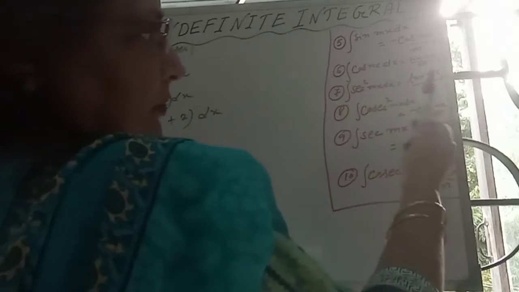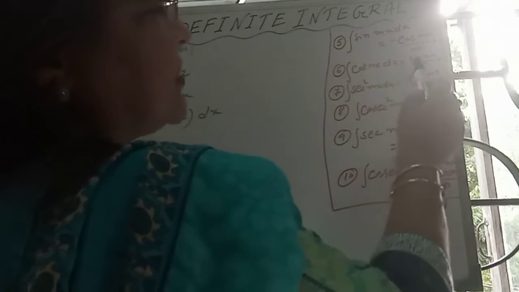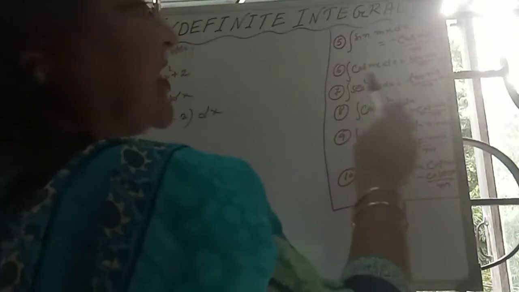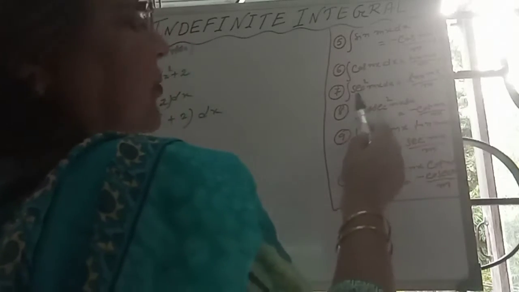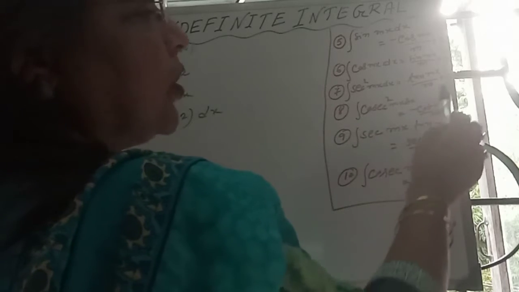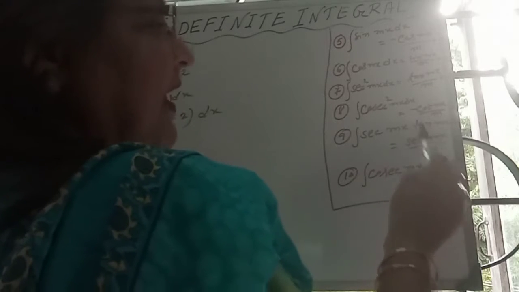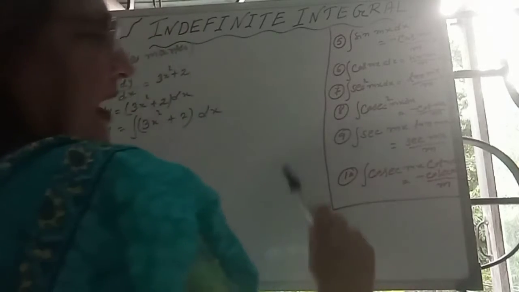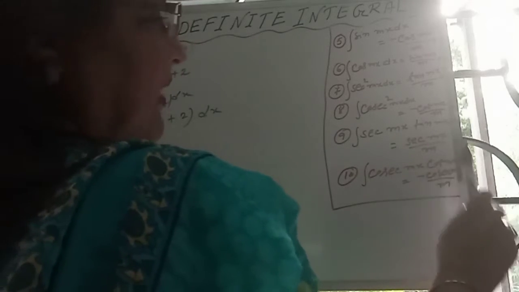The same rule will apply to the others also. Integral cos mx dx equals sin mx by m plus c. Integral sec square mx dx equals tan mx by m plus c, since d/dx of tan x equals sec square x, so the integral of sec square x equals tan x. Integral cosec square mx dx equals minus cot mx by m plus c. Integral sec mx tan mx dx equals sec mx by m, since d/dx of sec x equals sec x tan x. Integral cosec mx cot mx equals minus cosec mx by m plus c.